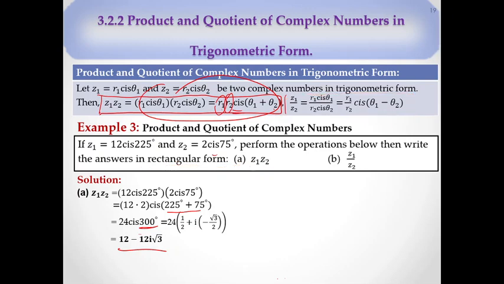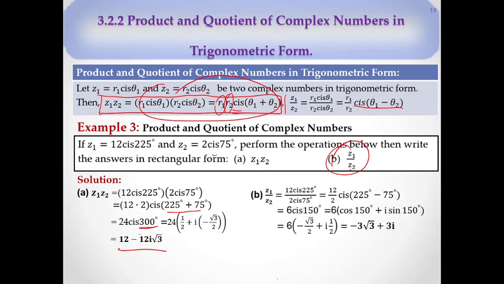And we can use the other formula to find this one. So basically it's 12 over 2. So you divide the modulus, and then theta 1 minus theta 2. And it's 150. So we know how to use the reference angle here. And it will be this one in rectangular form.